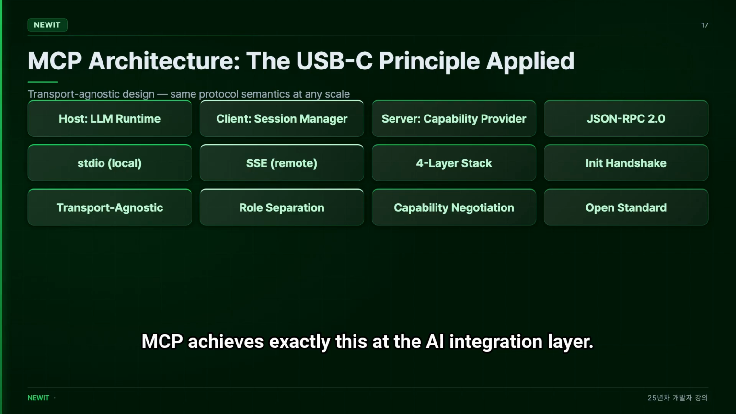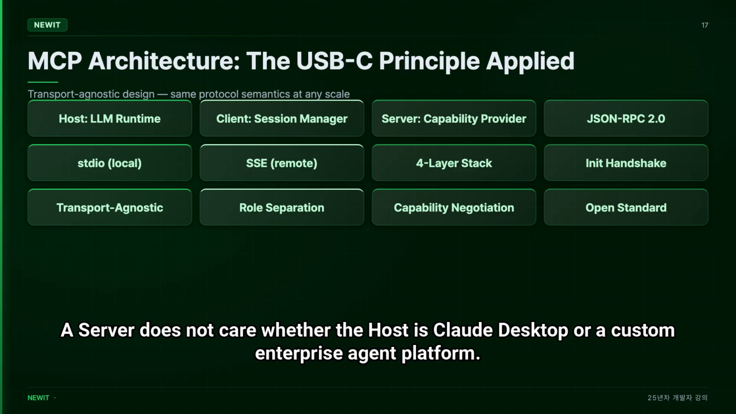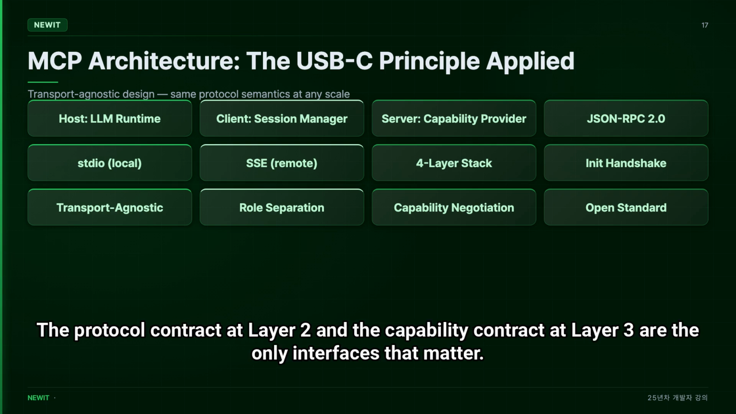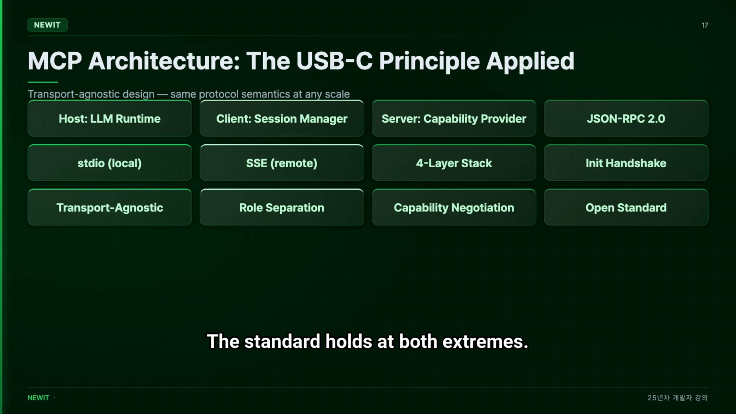MCP achieves exactly this at the AI integration layer. A host does not care whether a server is running locally via stdio or remotely via SSE. A server does not care whether the host is Claude Desktop or a custom enterprise agent platform. The protocol contract at layer 2 and the capability contract at layer 3 are the only interfaces that matter. This transport-agnostic, role-separated architecture is what allows MCP to serve both a solo developer running a local file system server on a laptop and a Fortune 500 enterprise deploying a globally distributed tool mesh across multiple cloud regions with identical protocol semantics. The standard holds at both extremes.